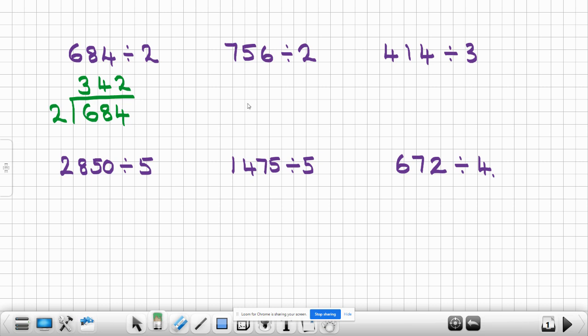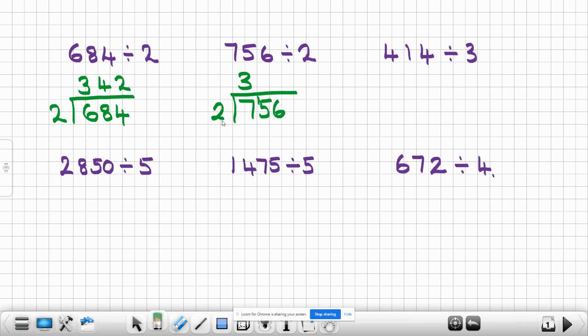Okay, let's try this next one. So now we've got 756 divided by 2. So let's start here. How many 2s in 7? There are 3. 2 times 3 is 6. We will have 1 remaining. So I'm going to take that 1 and put it in front of that 5 to make 15. The reason I do that is because the 7 is hundreds. They're 10 times bigger than this place value, which is tens. So when we have 1 remaining here, when we pass it over, it becomes 10.